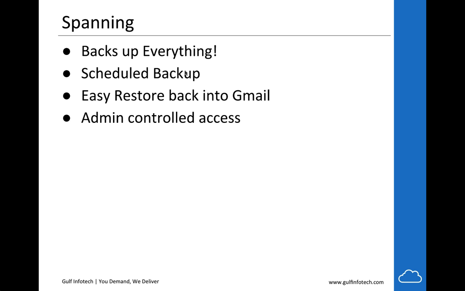And the best part about Spanning is that the capability of restoring the mail back onto Gmail is brilliant. You just need to select a particular mail and then press restore, and it immediately goes back into your Gmail. So the restoration facility is very nice and user friendly, and it can be accessed from the admin by the admin, and you can, if you want, restrict the access into Spanning for the users also, but then in the backend the backup would be running.